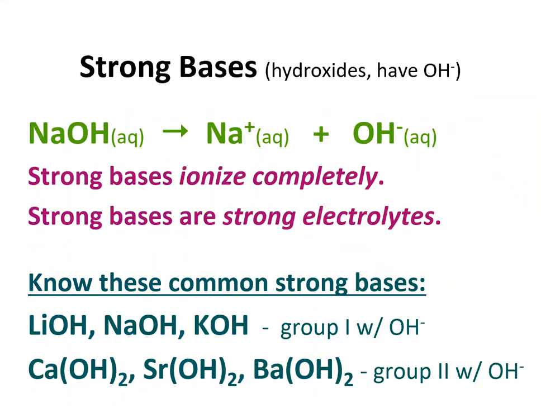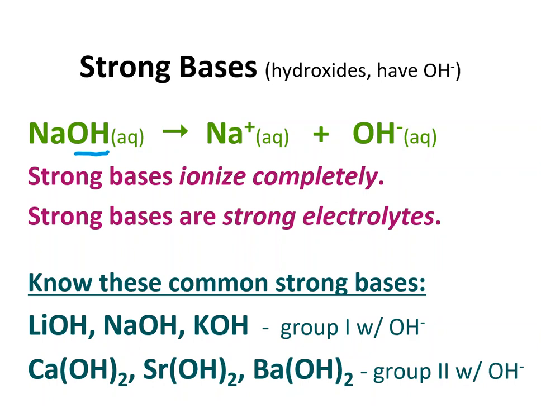Strong bases work the same way. Bases are hydroxides. In other words, they have the polyatomic ion hydroxide. The strong ones totally break apart in water, and so we call them strong electrolytes. These are the strong bases. These are all hydroxides. Some of them are group 1 and some of them are group 2. Not all of the group 2 are considered strong.